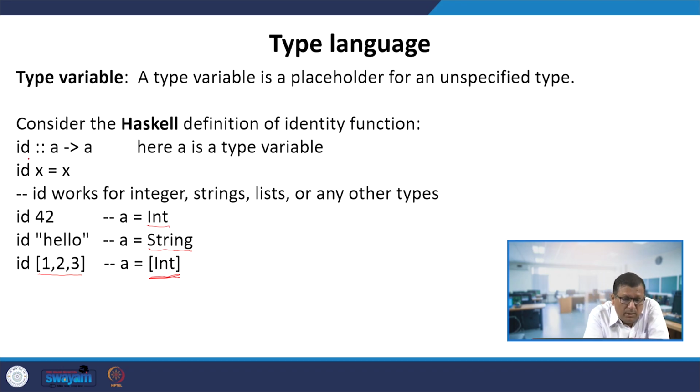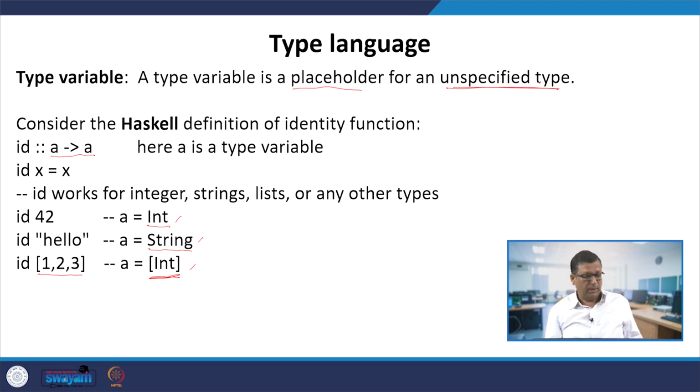So, this definition says a is a type variable here, that means it works for any type, it works for int, it works for string, it works for this. This is a placeholder for an unspecified type. This is the meaning of a type variable.